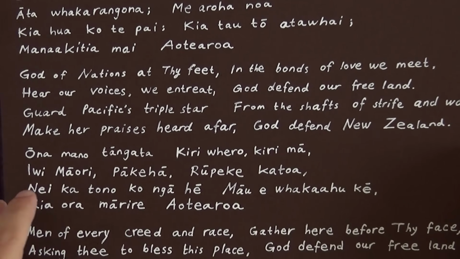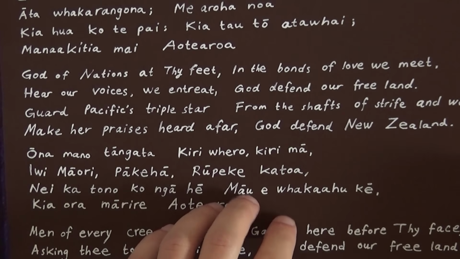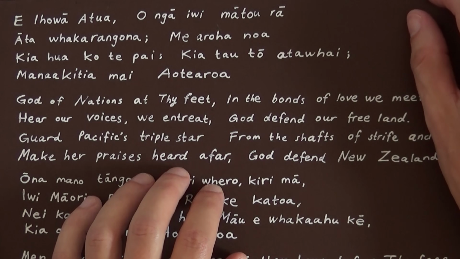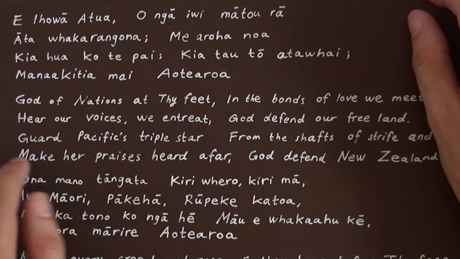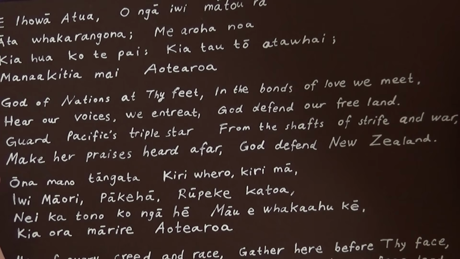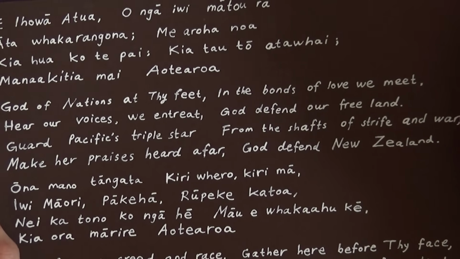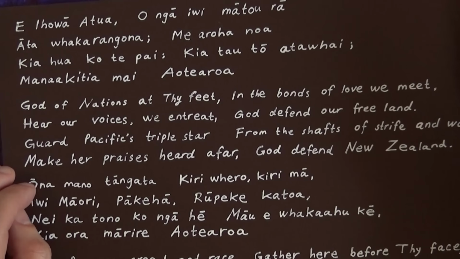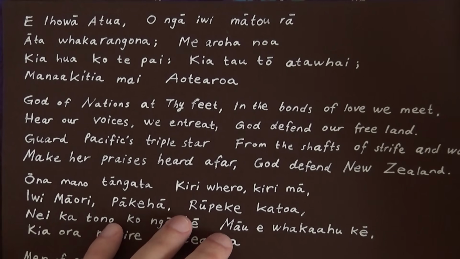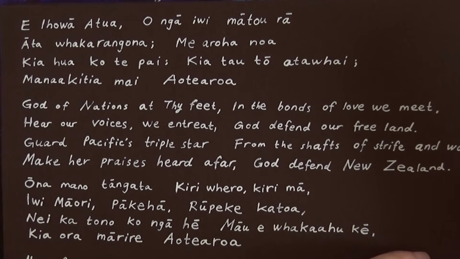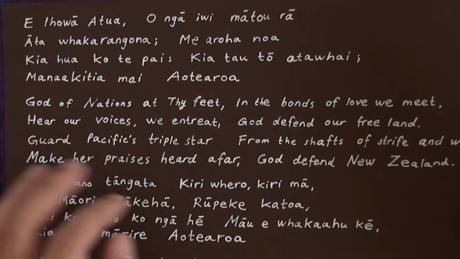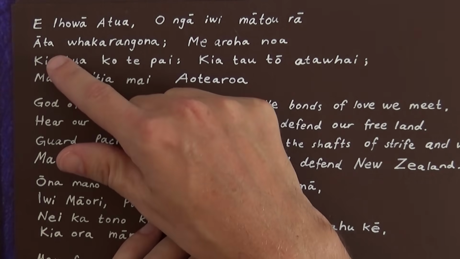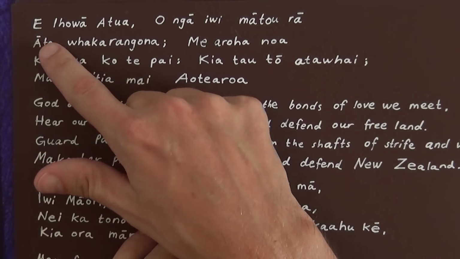And the last thing I would like to do in this video is to sing the national anthem of New Zealand, Aotearoa. I think it's called God Defend New Zealand in English, and it's referred to as E Ihowa Atua in Maori. And I will sing 3 verses in both Maori and English. And I'll start with Maori. I think I will start here.